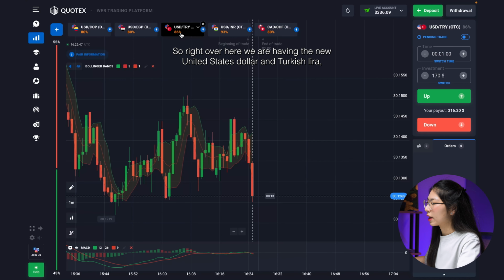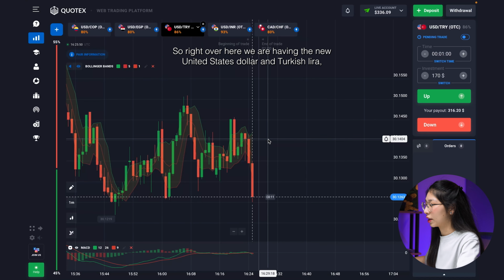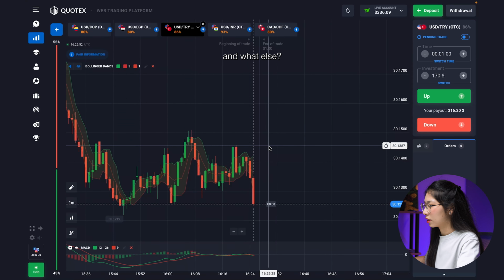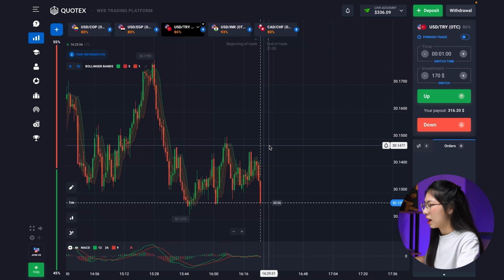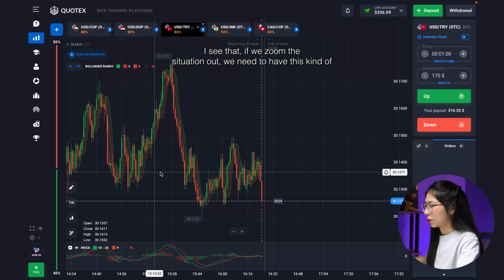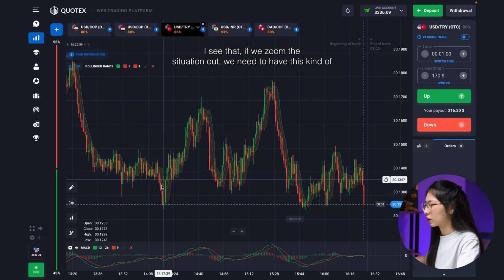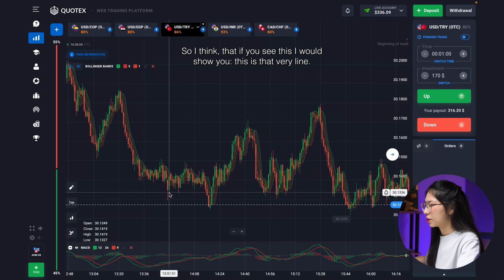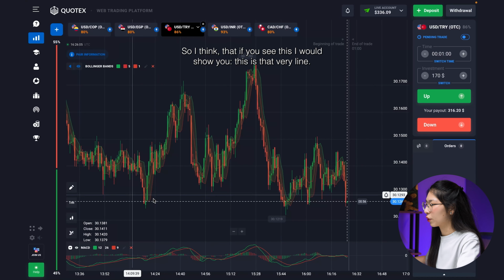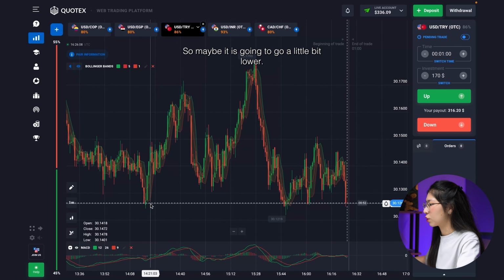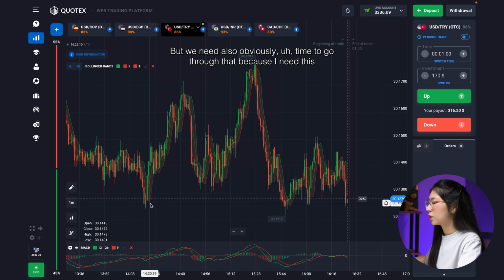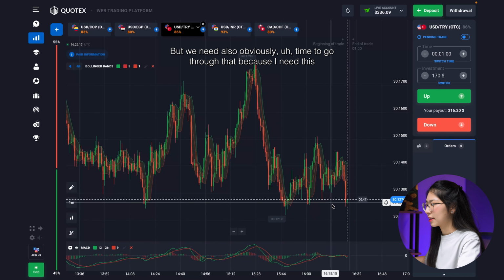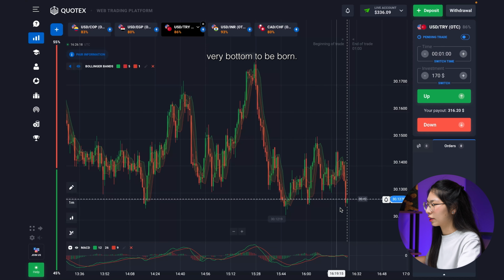Okay, right over here we have the United States dollar and Turkish lira. What else? I see that if we zoom this situation out, we need to have this kind of imaginative support level line. I will show you this very line. Maybe it's going to go a little bit lower, but we also obviously need time to go through that, because I need this very bottom to be formed.